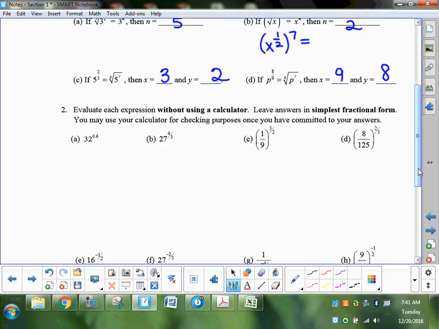Evaluate each of these without a calculator. Leave it in simplest fractional form. You may use your calculator to check, but this should not be your primary source of finding the answer. Now, I'm going to start off with this.